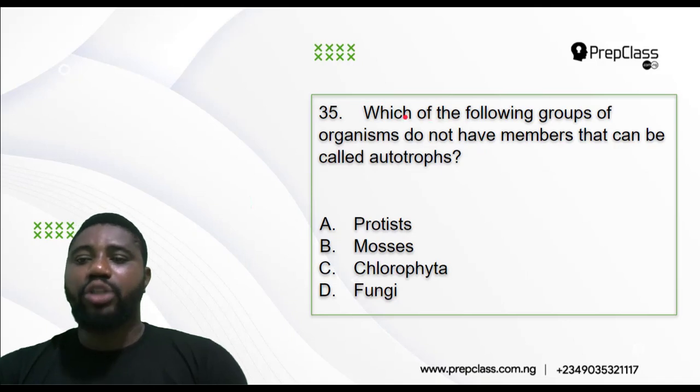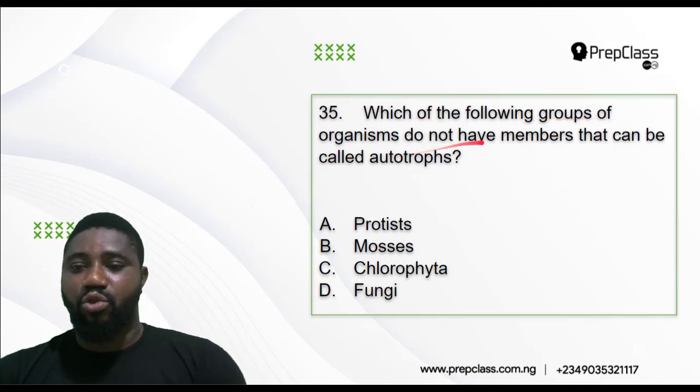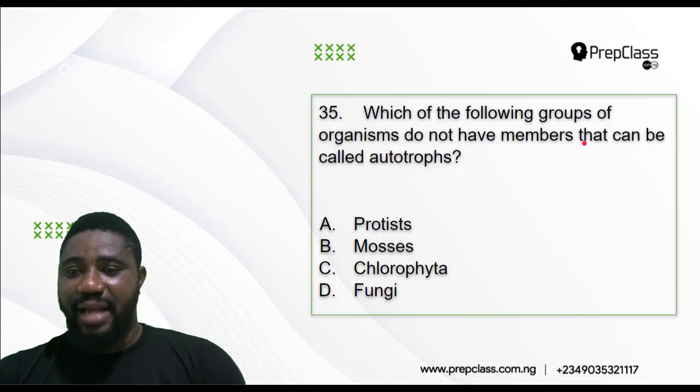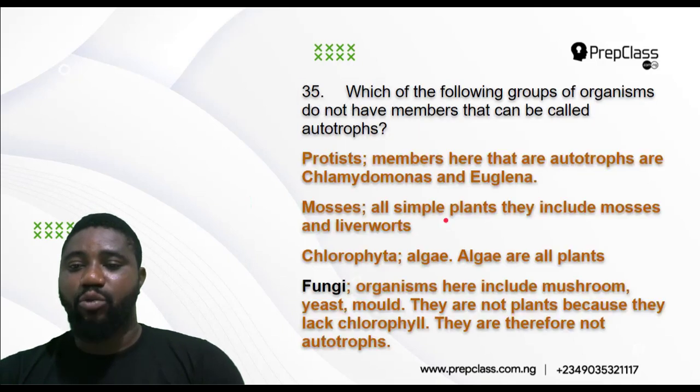35. Which of the following groups of organisms do not have members that can be called autotrophs? A, protists. B, mosses. C, chlorophyta. D, fungi. Which one does not have members that can be called autotrophs?